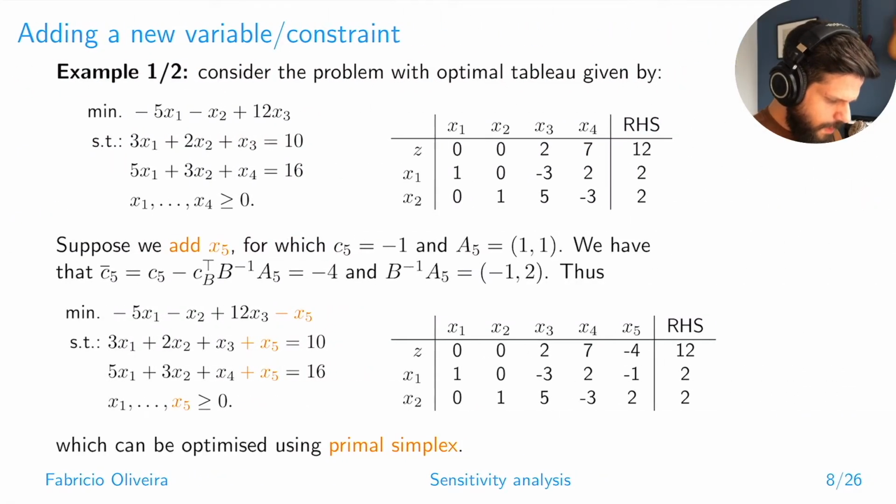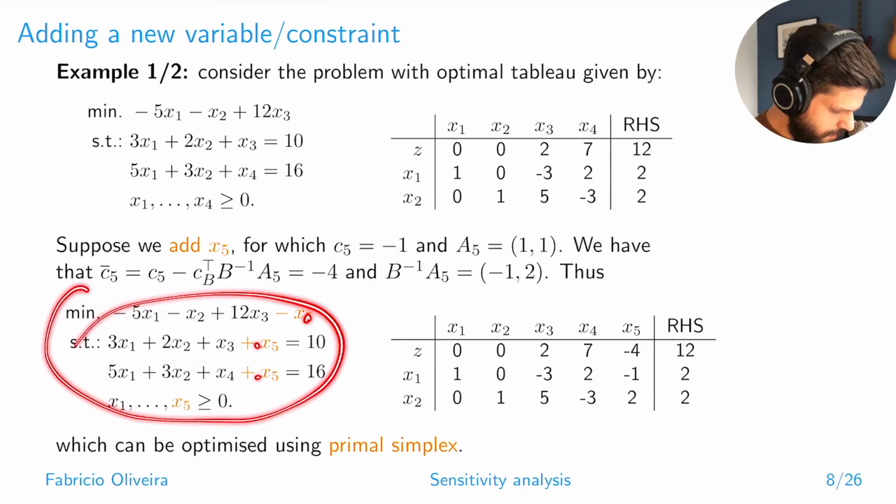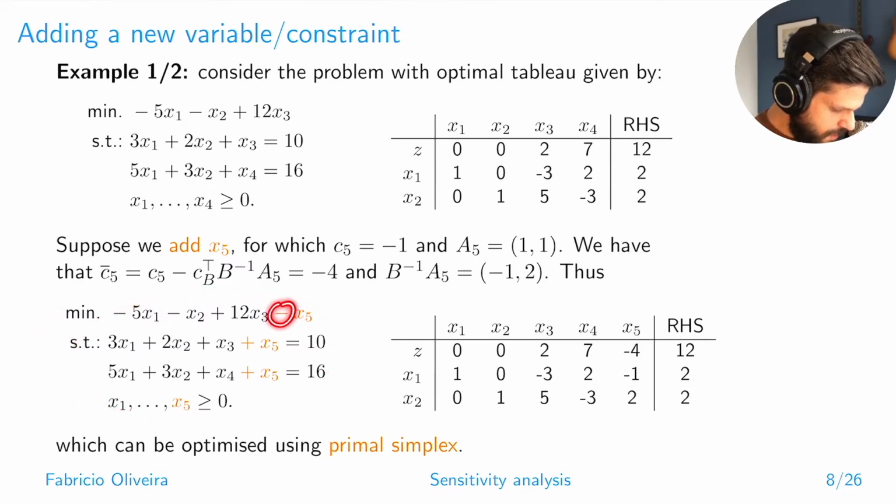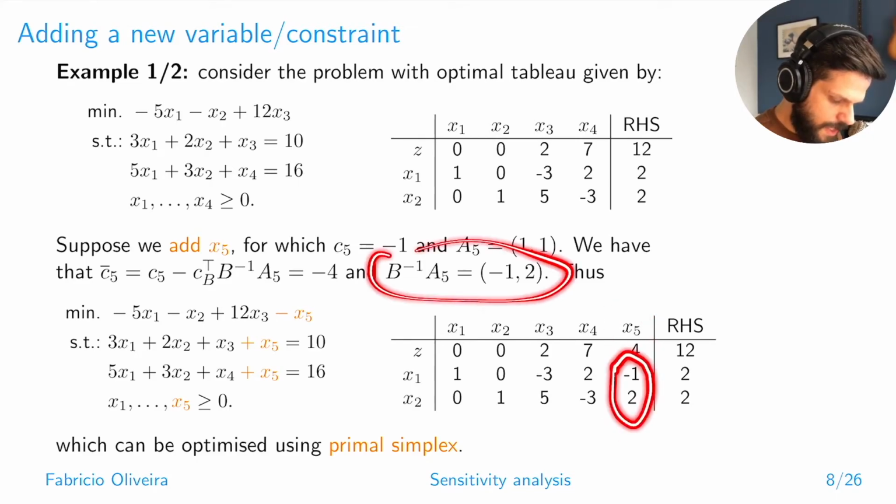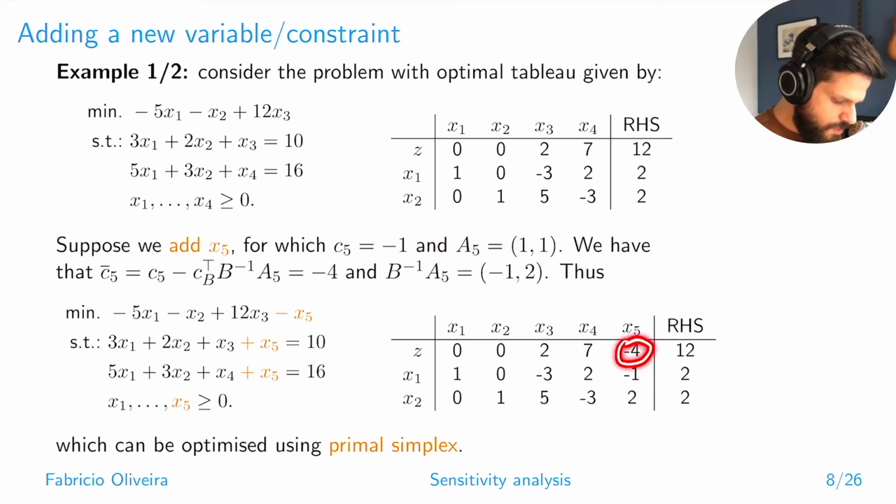And now our problem becomes this. So we add the variables there. The coefficients are -1, 1 and 1 here. So this is our new problem. And when I look at my new tableau, what's going on here is that I added a new column. This is my B^-1 a5 that I just calculated. This was the reduced cost I calculated to see if it was optimal or not.